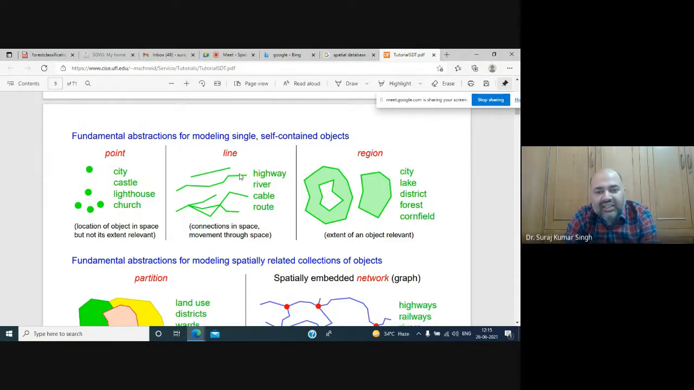Next one is line, that is a highway; it can be rivers, cables, routes and connections in space, movement through space. And region, where the extent of an object is relevant, like what is the city, what is the lake, what is the district boundary, what is the forest boundary.